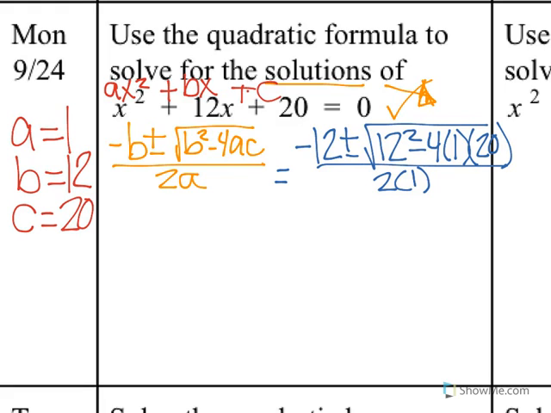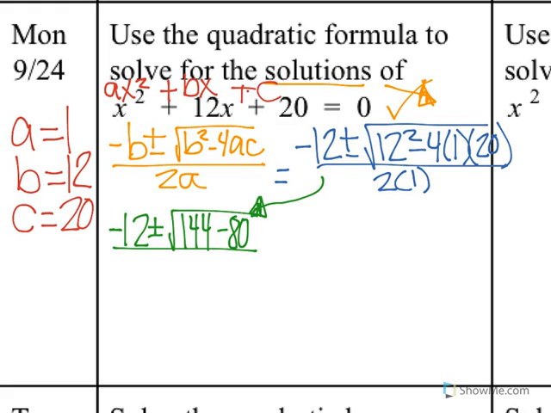Now, when you simplify this, we always want to simplify inside that square root sign, which we call a radical, inside the radical first. So we have the negative 12 plus or minus, that's going to stay the same, but we're going to simplify inside. 12 squared is 144. 4 times 1 times 20 is 80. All over 2 times 1, which is 2.